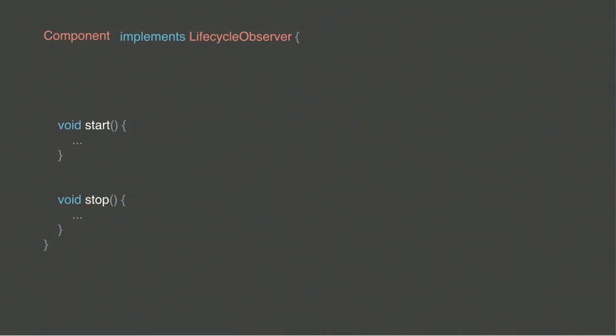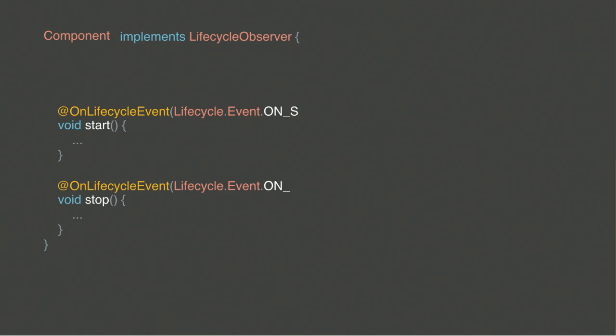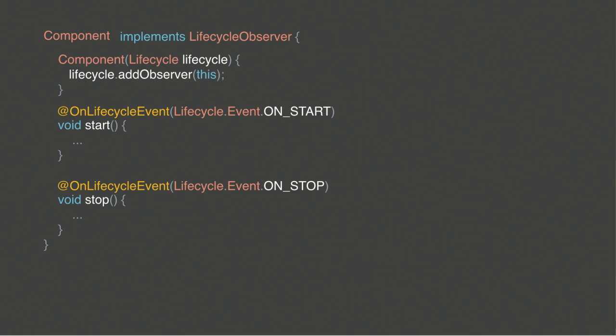Well, so let's make our component lifecycle aware. That's super straightforward. We tag it with the LifecycleObserver interface. It's an empty interface. To get actual events, we add an annotation and pass the events that we are interested in. You can pass multiple events if you want to. The last step is to add ourselves as an observer.